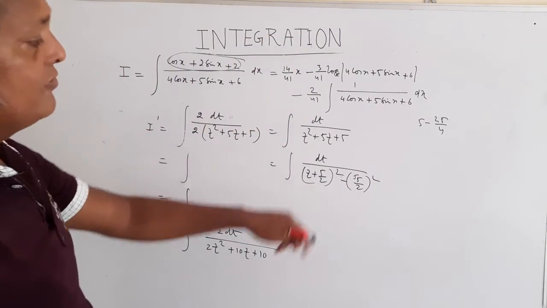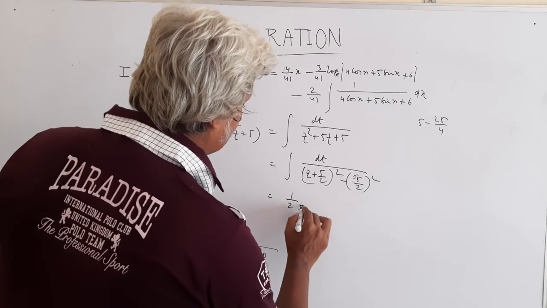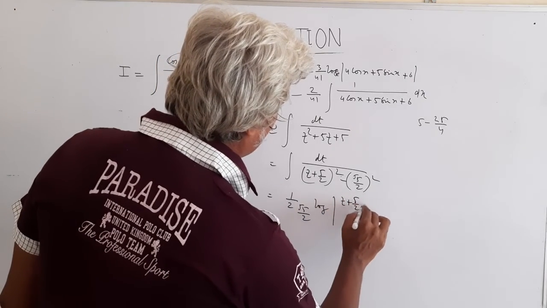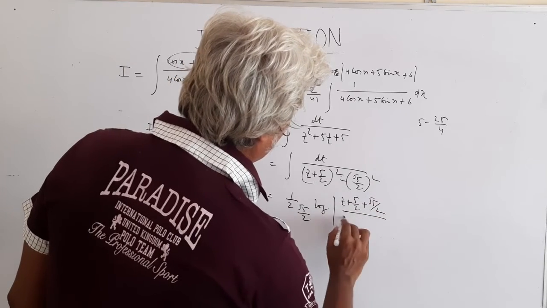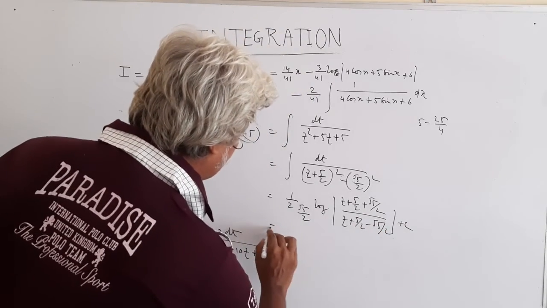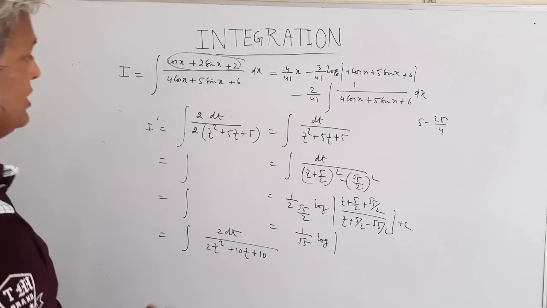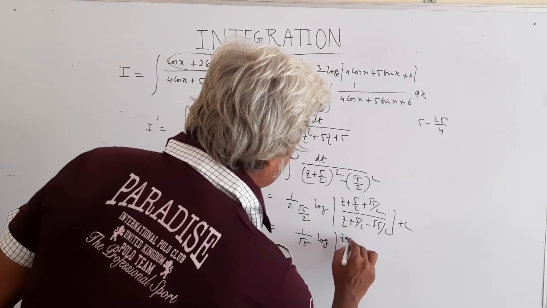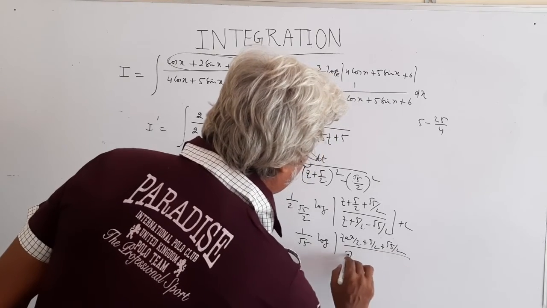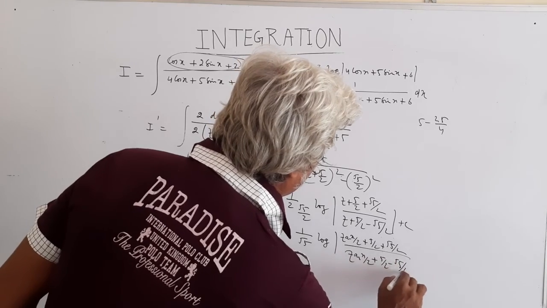So now this is going directly into the form 1 over x square minus a square, and its answer is 1 over 2a, that is root 5 by 2, log mod t plus 5 by 2 plus root 5 by 2 over t plus 5 by 2 minus root 5 by 2, plus c, and this will become 1 over root 5 log mod. In place of t you can write tan x by 2, so I write here tan x by 2 plus 5 by 2 plus root 5 by 2 over tan x by 2 plus 5 by 2 minus root 5 by 2, plus c.